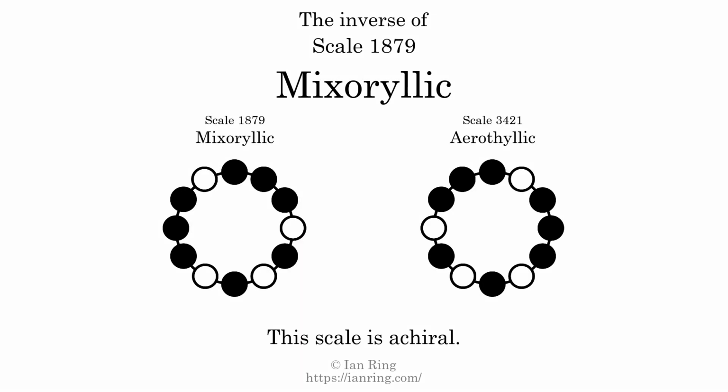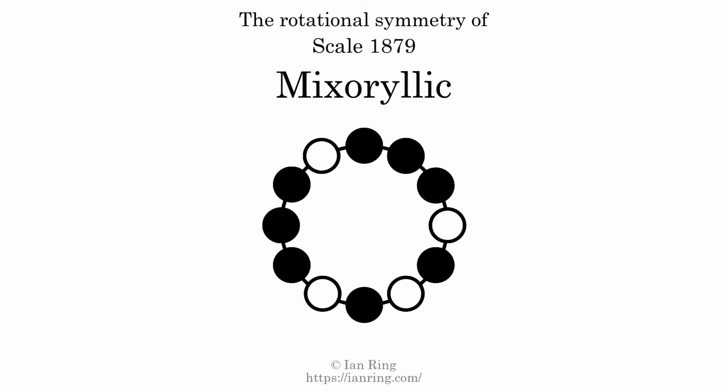The inverse of a scale is a mirror image. It is what you get when the sequence of intervals is reversed. The inverse of this scale is scale 3421, also known as Stythyllic. This scale is achiral, since it can transform into its own reflection by a rotational transformation. This scale has no rotational symmetry.